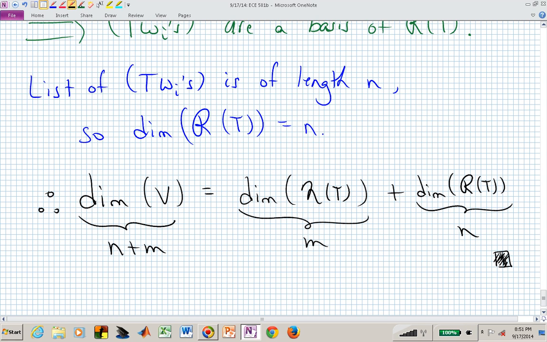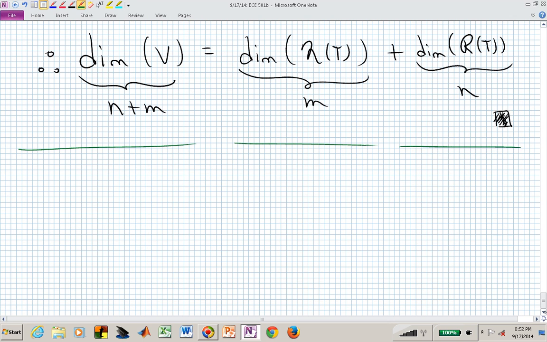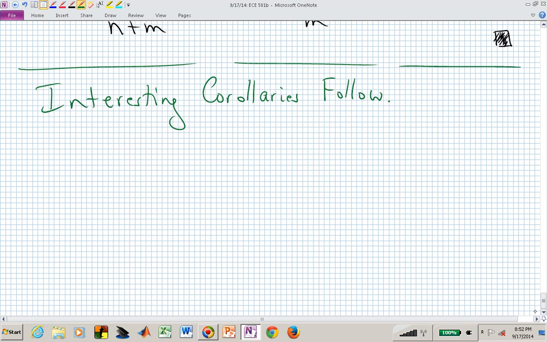Now there are some interesting corollaries that come about as a result of that theorem. Those corollaries actually play on this relationship between the dimensions and whether or not we have a non-trivial null space, or a non-injective map, or a surjective map, meaning that the linear map is onto. So let's look at these particular corollaries.